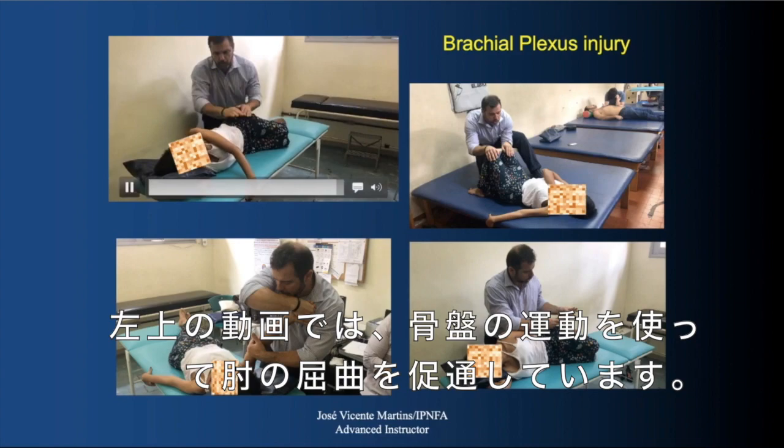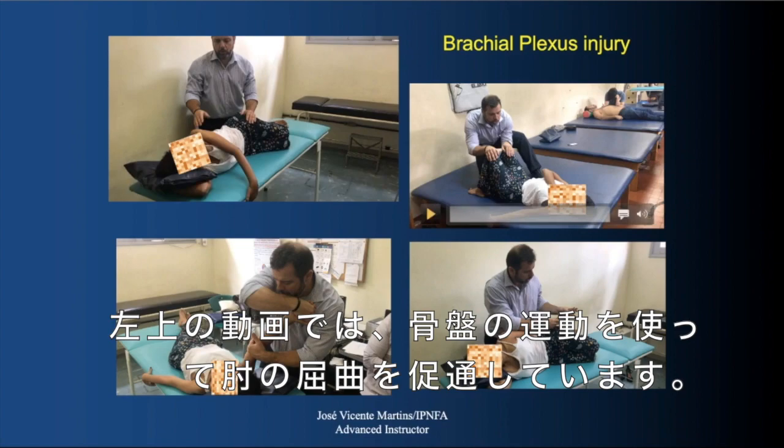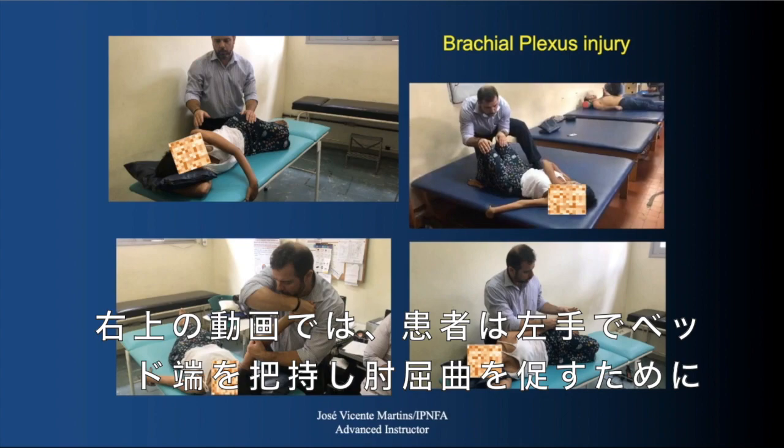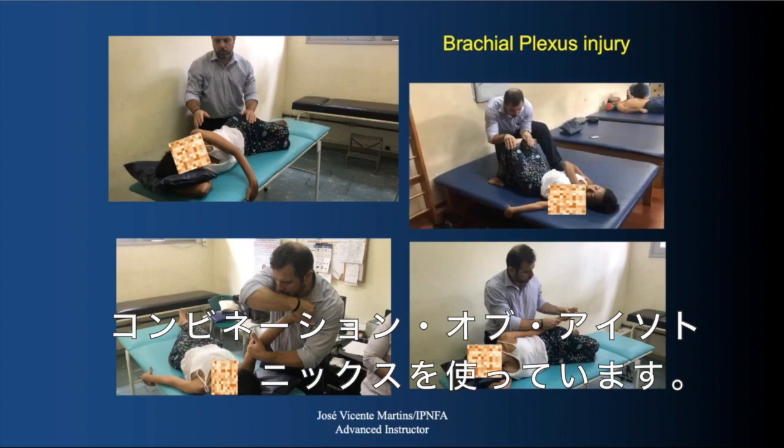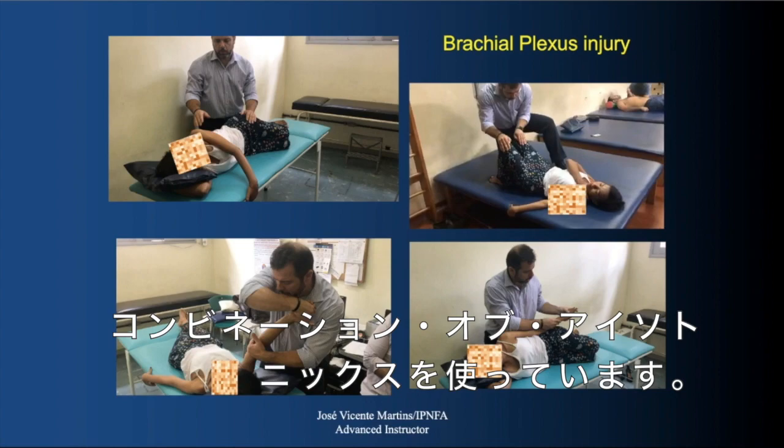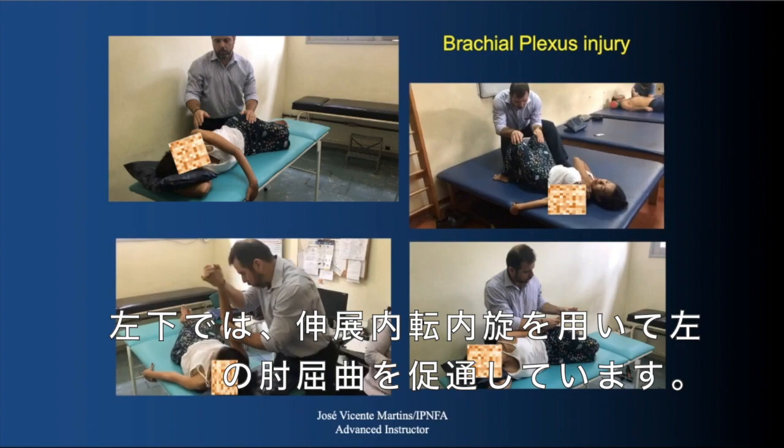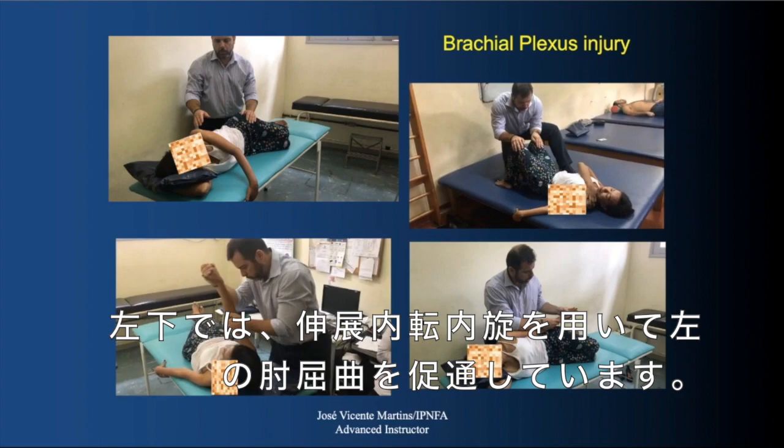Here I'm using a pelvic pattern to emphasize elbow flexion. Here, reclined position. She's holding the edge of the table. And I'm using combination of isotonics to emphasize elbow flexors. Here, extension, adduction, internal rotation to emphasize elbow flexors.